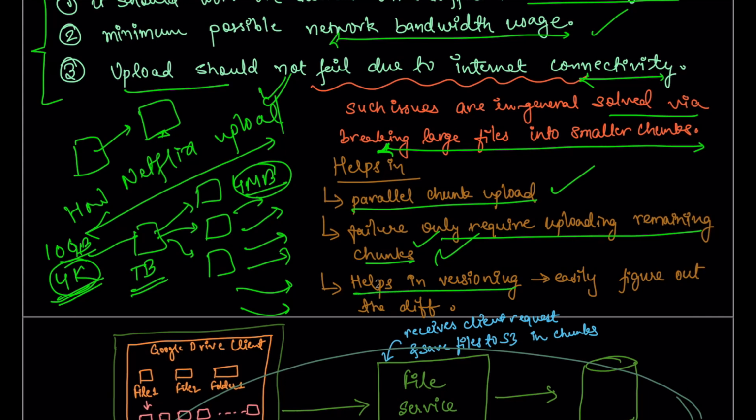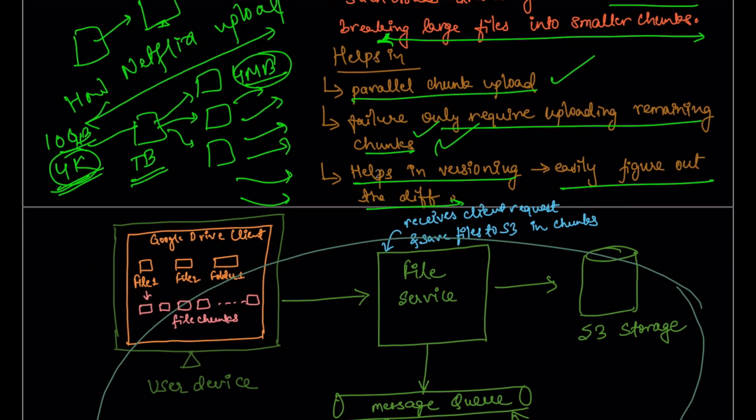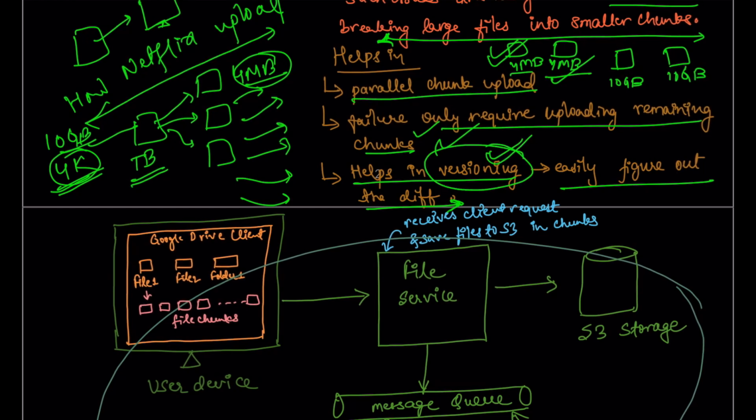Chunking also helps in versioning, to easily figure out the diff. Let's take a simple scenario: you have to compare two 10 GB files, versus comparing two 4 MB files. Which is easier? It's definitely easier with small files, where it's easier to figure out the actual change that has happened. So it will help in maintaining the versions.